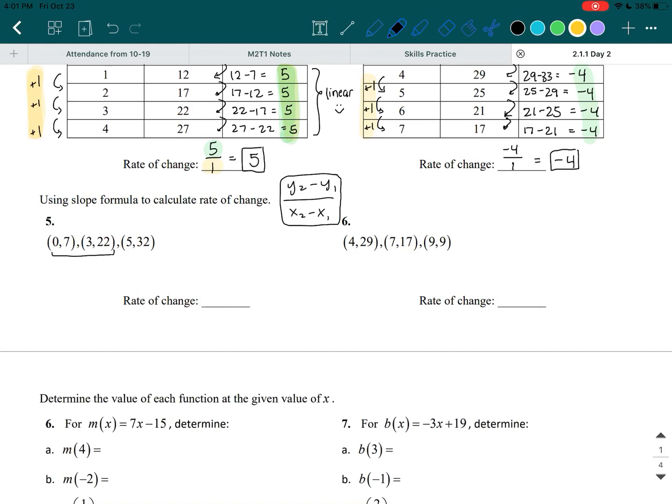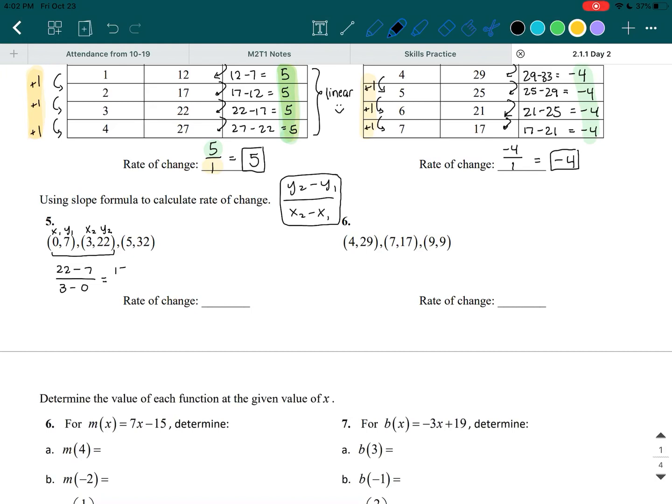I'm just going to choose these first 2 points over here, and I'm going to label them x1, y1 for that set of points, and then this one is x2, y2. Okay? And then we're going to use our formula. So we have y2 minus y1 divided by x2 minus x1, and we need to simplify.